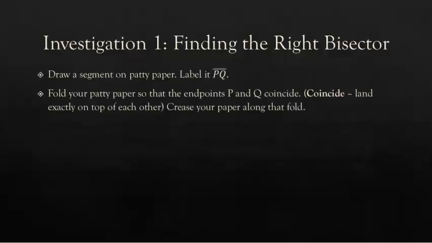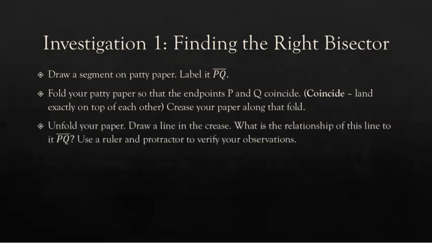Fold your tracing paper in half so that the endpoints P and Q coincide. Coincide means you want them to land exactly on top of each other. You want the dots of the endpoints to be on top of each other. You also want your line to be on top of itself. When you find that place exactly, crease your paper along that fold. Unfold your paper and draw a line in the crease. Do you see the relationship of this line to PQ? Use your ruler and protractor to verify what you see.